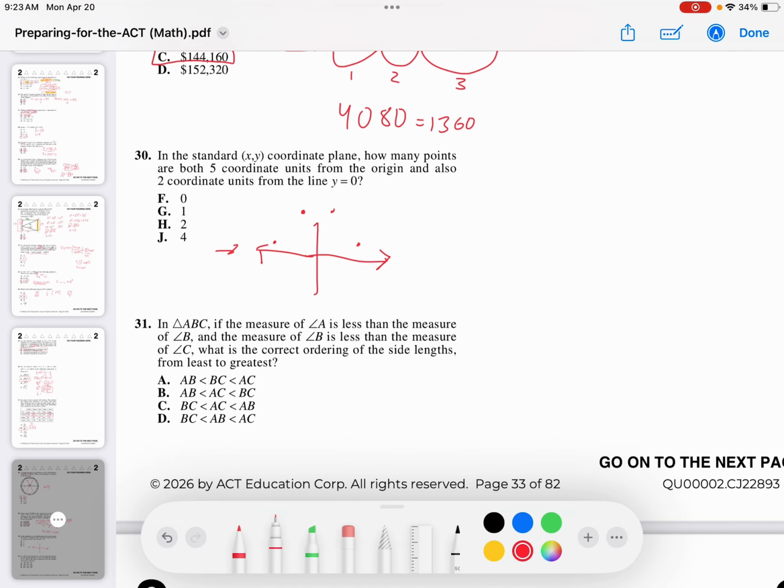How many are both 5 coordinate units from the origin and also 2 coordinate units from the line y equals 0? Oh, these ones are obviously not 2 from the line y equals 0. So then it could be (5, 2), (5, negative 2). This would be (negative 5, 2), and then (negative 5, negative 2) would be down here. So there are 4, I believe.